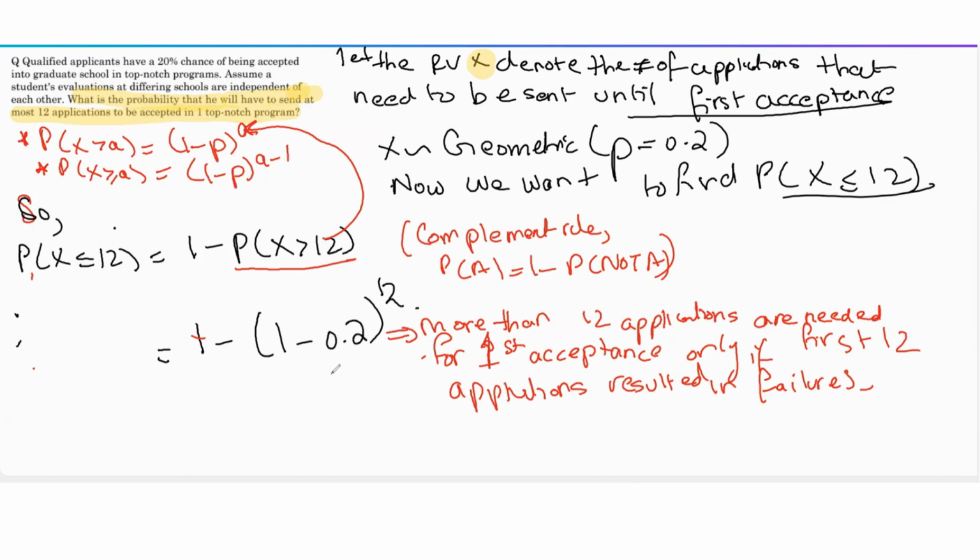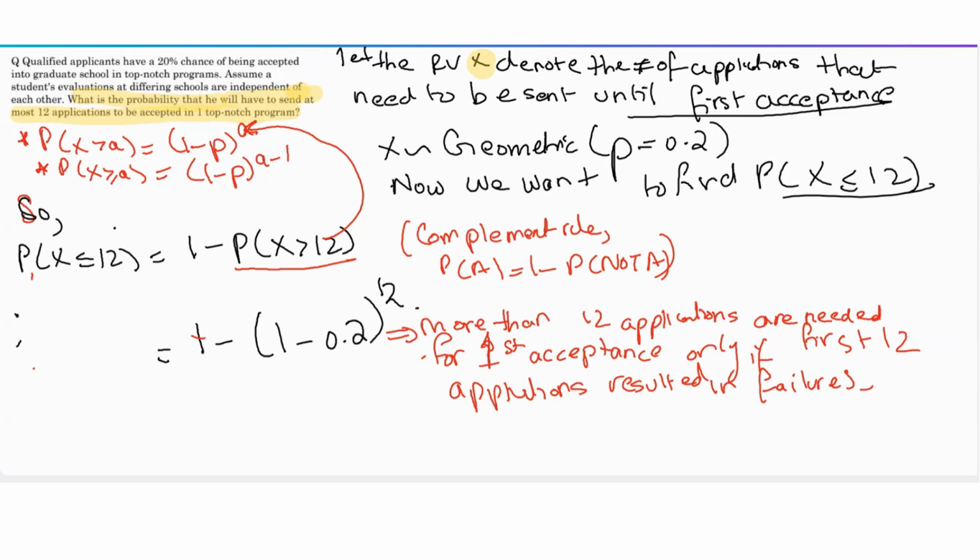And then you just do this as (1 minus 0.2) power 12, right? Which is just the probability that all the first 12 applications fail. The first is a failure, and second is a failure, and third is a failure, and so on till 12 is a failure. Because these are all independent trials, you can just multiply the respective probabilities, which just translates to (1 minus 0.2) power 12, right? So this makes it very easy to solve a geometric random variable question.